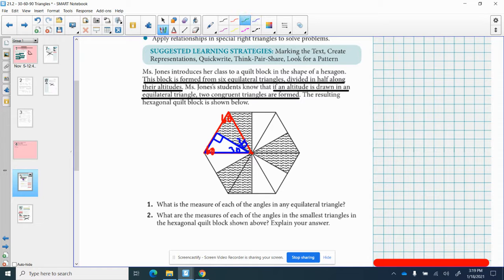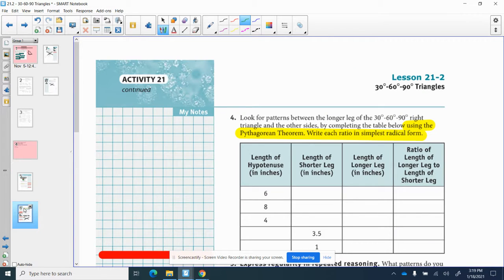Now the longest piece of our triangle is still the hypotenuse. But then we have a longer leg that's always going to be opposite of this 60-degree angle, since that's the bigger angle. And then the leg across from the 30-degree angle would be the shorter, smaller leg. Okay?